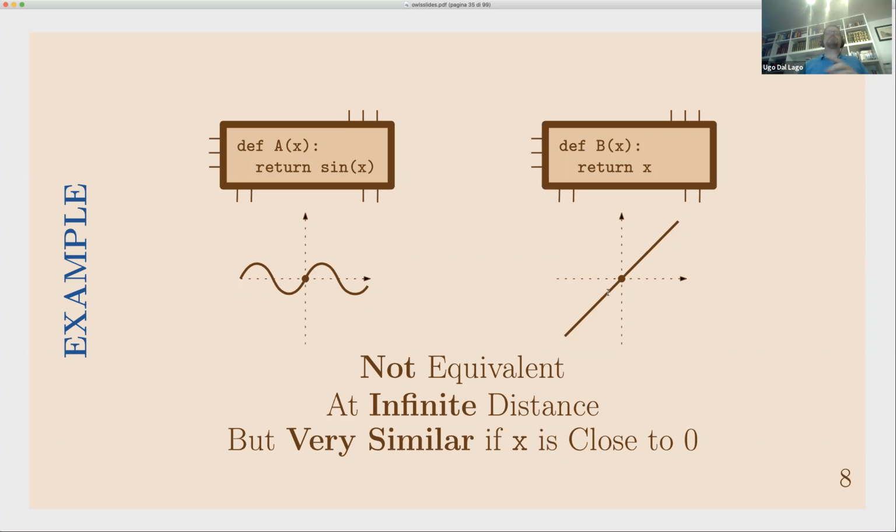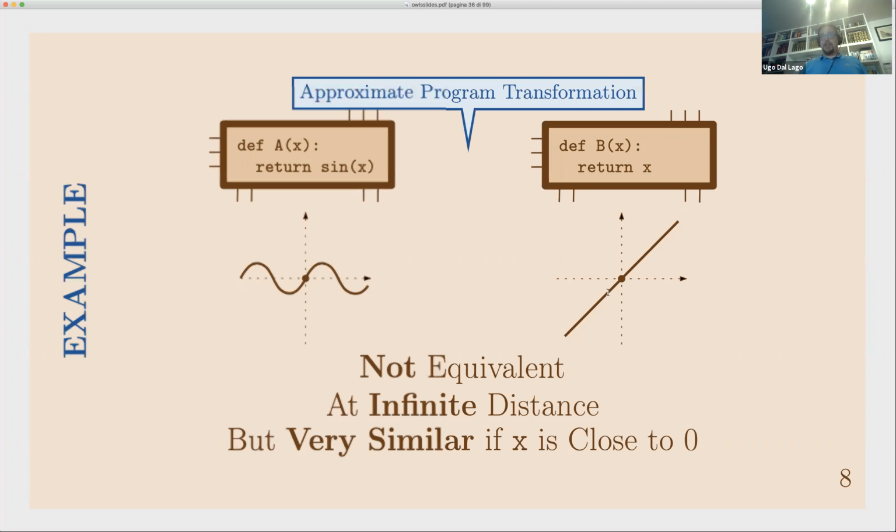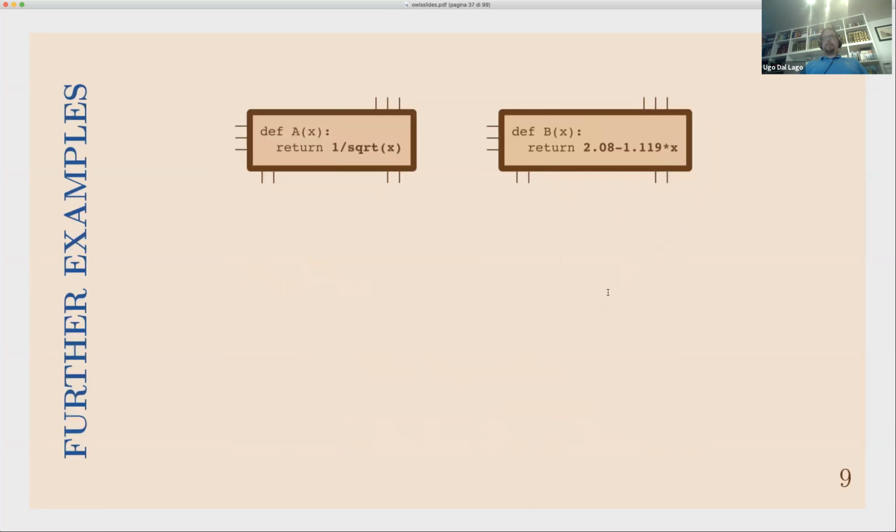And this is actually a very simple, a toy example of what people call approximate program transformations. A program transformation is applied turning a program into another one which does not behave exactly the same, but it behaves just approximately the same with respect to the starting point.